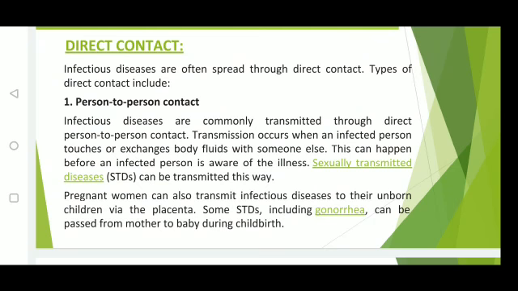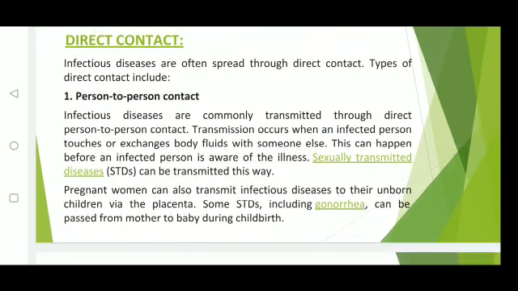The fourth one is uteroplacental, which indicates that a pregnant woman can also transmit infectious diseases to her unborn child via the placenta. That means uteroplacental, from the pregnant mother to the unborn baby, from the uterus through the placenta. And one more thing: some STDs, including gonorrhea, can be passed from the mother to the baby during childbirth, in a normal vaginal delivery. Gonorrhea is a type of sexually transmitted disease. If the mother has gonorrhea and delivers the baby through the vagina, surely the baby will get the gonorrheal infection.